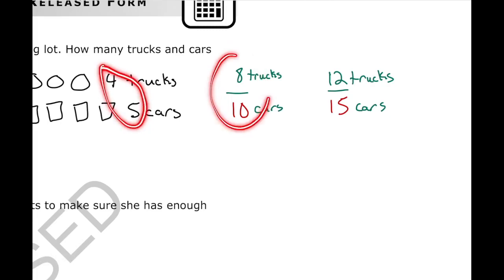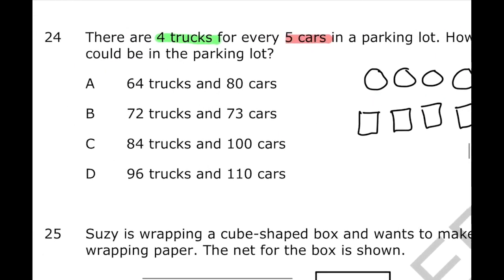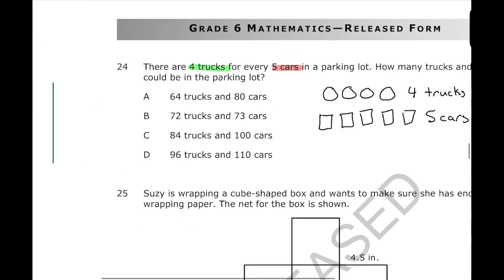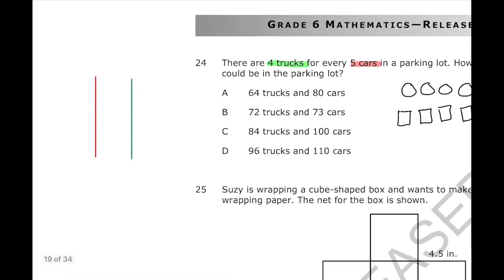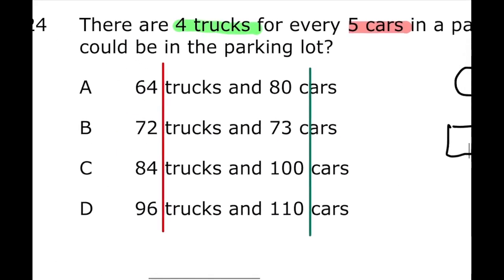We had 4 to 5. That's equivalent to 8 to 10. That's also equivalent to 12 to 15. So we're trying to examine these different groups to see which one would be equivalent. Now, looking at how it's broken down, you simply say, okay, we have 4 trucks in our original group and then 5 cars in our original group. So we're going from 4 to all of these numbers, and then we're going from 5 to all of these numbers.